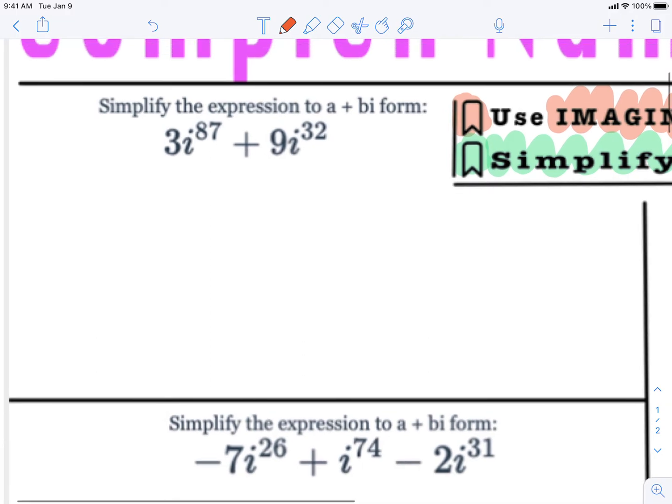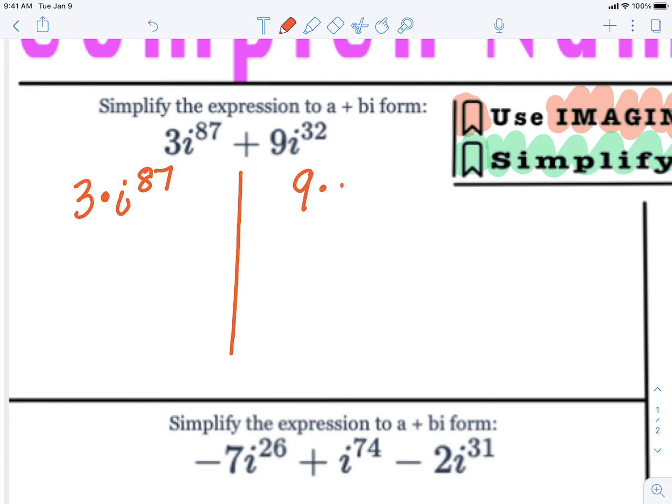So, first thing I'm going to do is separate each term here. So 3i to the 87th, I'm going to write as 3 times i to the 87. Then I'm going to draw a line, just like that, and I'm going to separate 9 times i to the 32nd. So there's 2 terms here, so we're dealing with 2 here.